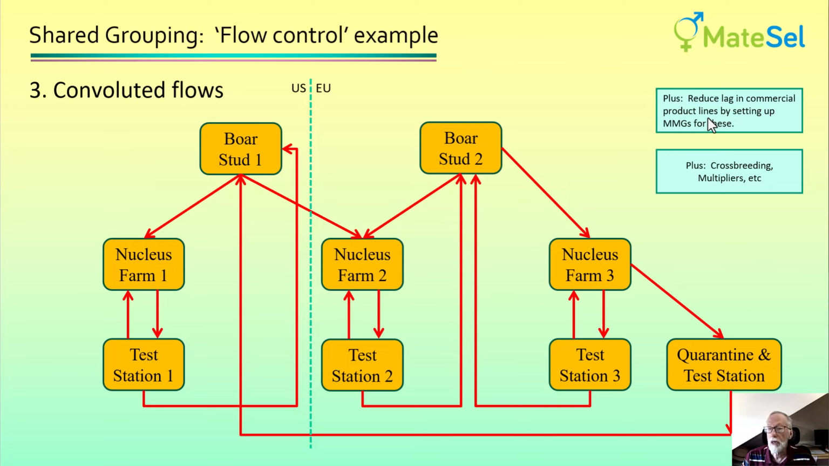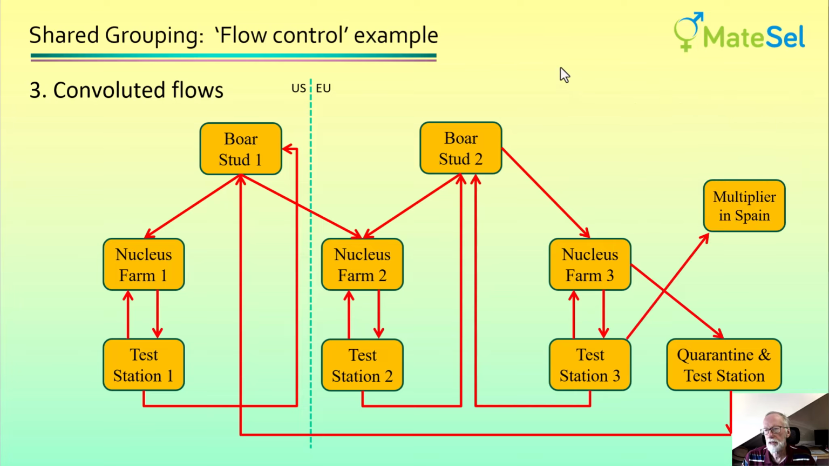And of course, there are multipliers that come out of this operation aiming towards commercial production. And I've represented that just simply with a multiplier in Spain that has young boars and gilts coming from test station 3. And of course, these will be selected particularly for the index, which is appropriate for the product requirements coming out of that multiplier.